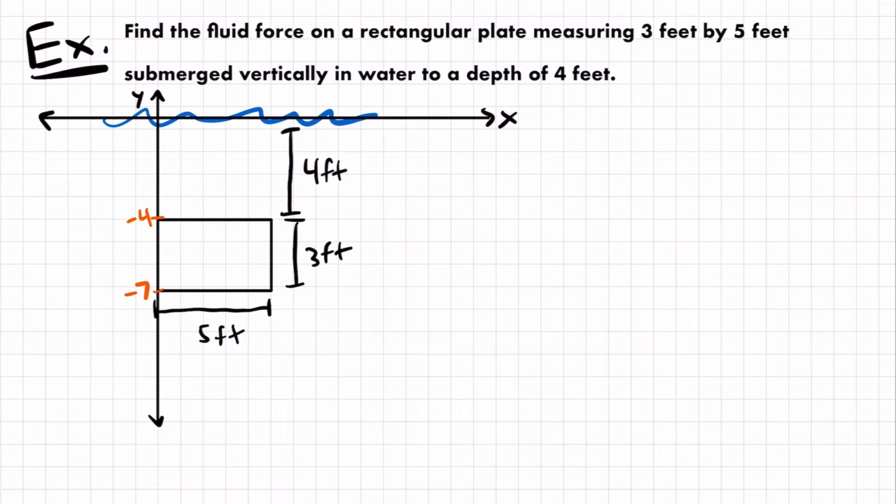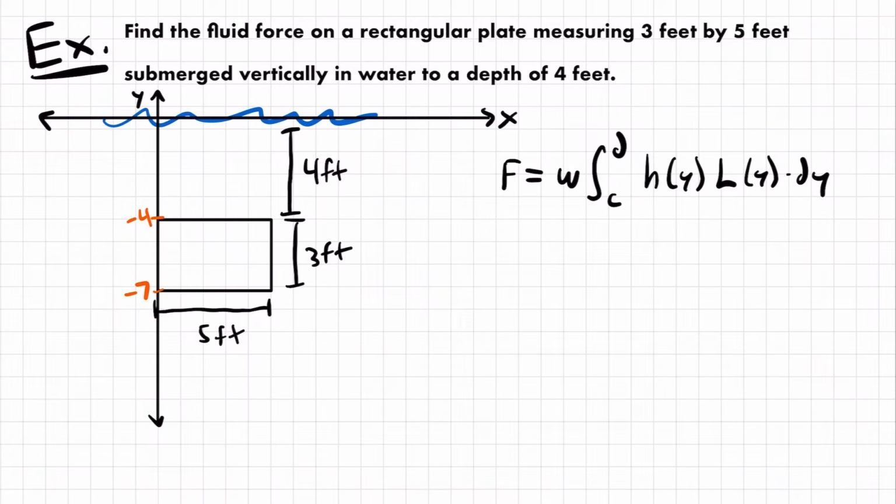All right, and so now that we have identified the range of values for our depth, we can start to set up our definite integral to calculate the fluid force for this vertically submerged surface. So remember, the force is equal to the weight density of the fluid times the integral from c to d of the depth in terms of y times the length in terms of y times dy. And so let's start setting it up. We know that the fluid in this problem is water, and so we are going to want to write down the weight density of water.